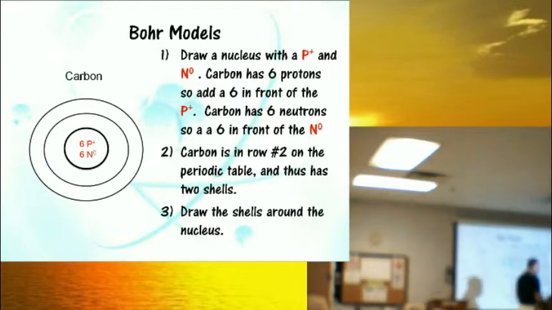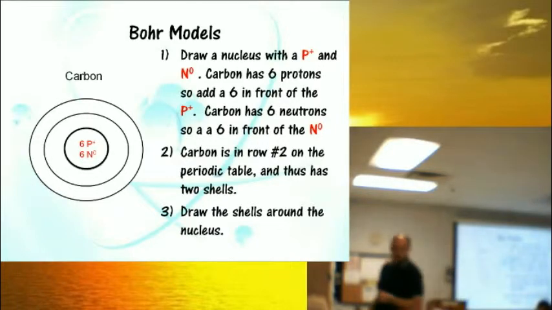You draw 2 shells. Try to draw your circles as neatly as you can. Okay? Now, according to the periodic table, how many electrons do we have? We have 6. How many go in the first shell? 2. So you would draw those 2 like this.